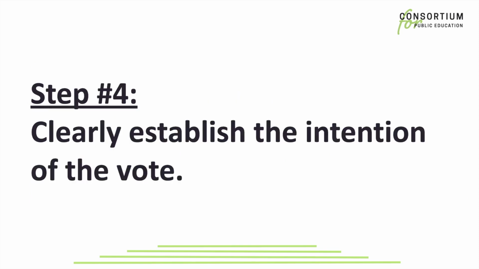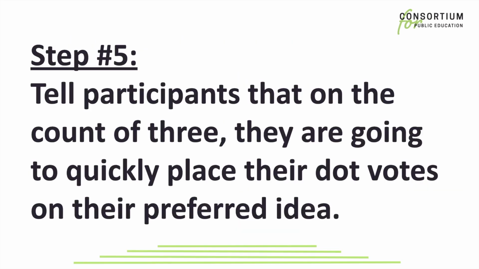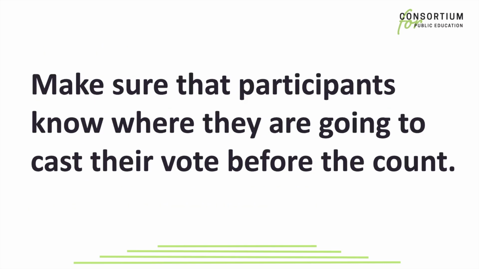Step 4. Clearly establish the intention of the vote. A dot vote might represent favorite overall concept, or favorite design feature, or maybe most exciting idea. Now, step 5. Tell participants that on the count of 3, they are going to quickly place their dot votes on their preferred idea. Make sure that participants know where they are going to cast their vote before the count.